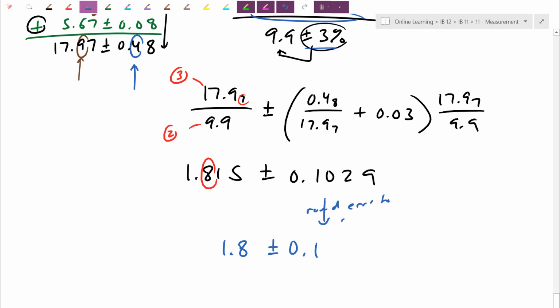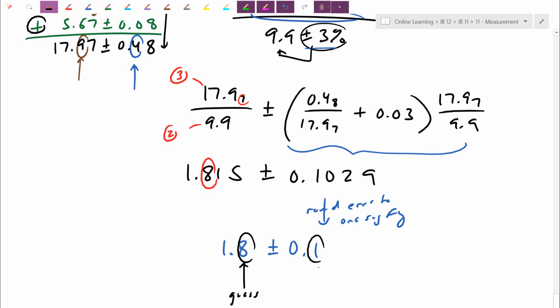Again, here's just a check for yourself. Round errors to 1 sig fig. That's why you can be a little sloppy. You don't need to follow sig fig rules through this part here. And then make sure your uncertainty, notice your measurement actually has 2 sig figs, that's fine. It's just that the guess is actually in the same tens position as the error is.